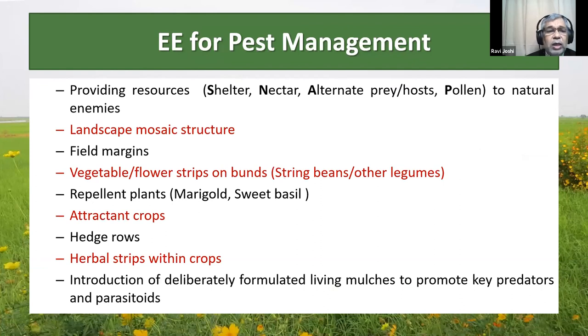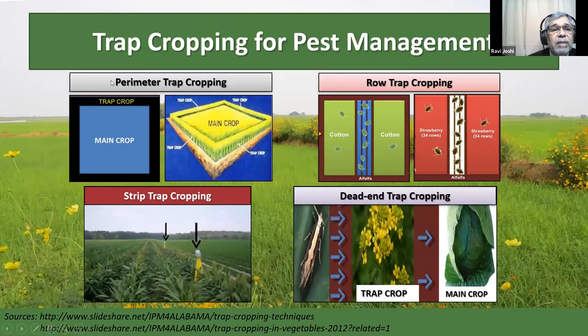Now the ecological methods that are being used are vegetable strips or flower strips, as I showed you before: marigold, which is a very old practice, and sweet basil, which is also a very old practice. Usually biocontrol people know about the value of these, and especially they act as a repellent plant. For example, for the control of nematodes, they are using a lot of marigold. Sweet basil is mostly to encourage Hymenopterous parasitoids and other predators. Then there are attractant crops, and other techniques which are listed here.